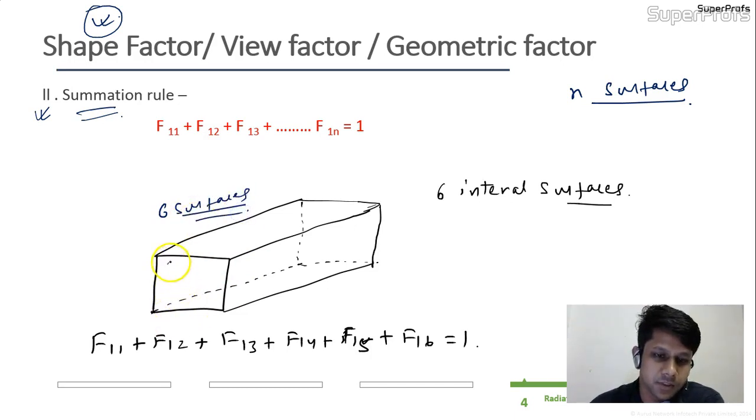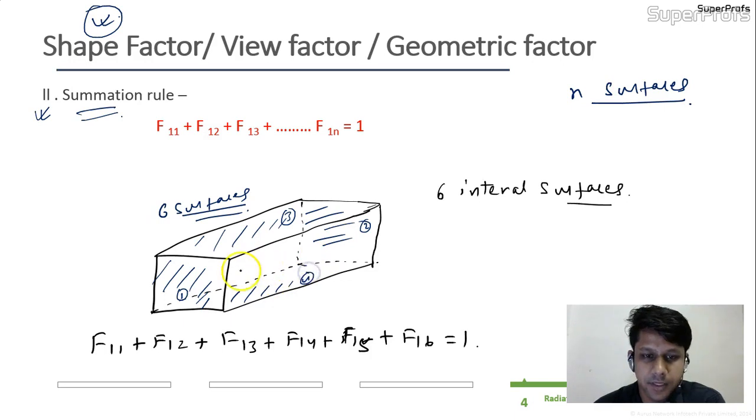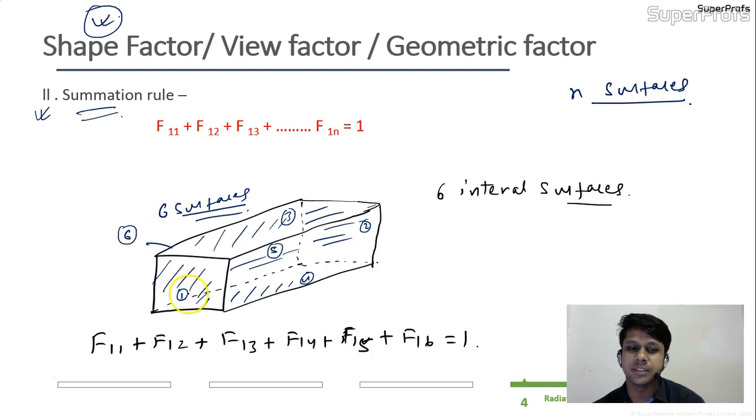So this is surface number 1. Opposite to this, let us say this is surface number 2. This top surface, let us say it is 3. Opposite to this, the bottom surface will be 4. The surface on the right side is 5, and opposite to this, the left hand surface will be 6. So there are 6 surfaces, and we can write this summation rule like this.